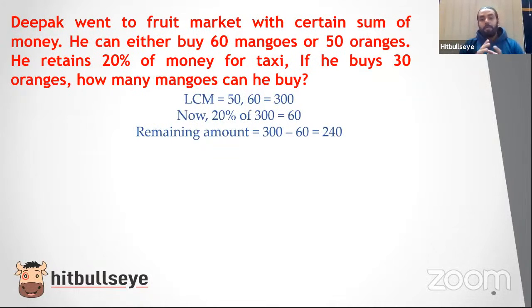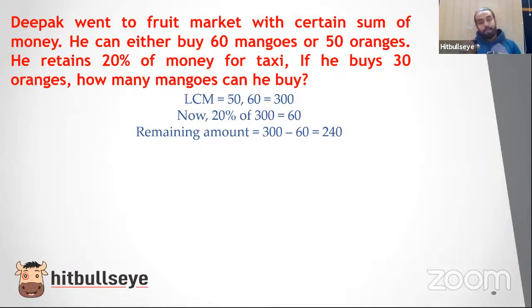Now 20% of 300 is equal to 60. I have already kept this aside for the taxi, because the question says that he retains 20% of the money for taxi. So I have taken this out separately. Now I'm left with 240 rupees. Students, where you made the mistake is that you started the question with 300, but did not come to 240. You forgot that he has already kept 20% of the money aside. He has already saved it. So now the remaining part is 240.